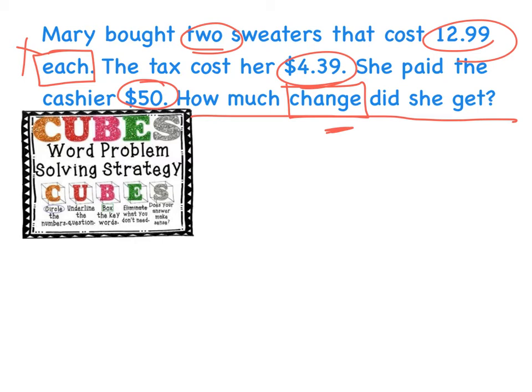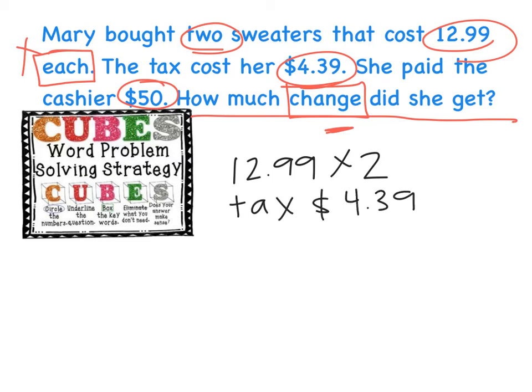Unfortunately, there isn't too much extra here. And now I can solve and make sure it makes sense. I'm going to go through in my head what I know and what I need to know and jot down some notes as well to further help me. I know that the sweaters are $12.99 each, and we said each hints at times, and she bought 2 of those. So I know that I'm going to need to figure that out. I also know that the tax was $4.39 and that she paid with a $50 bill.